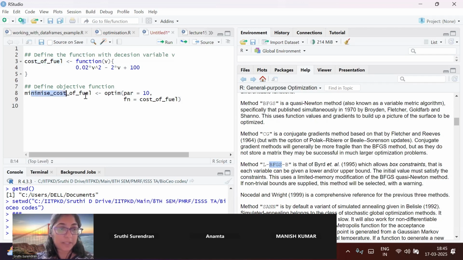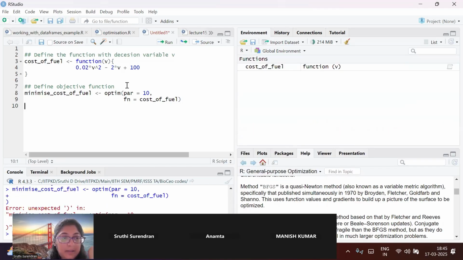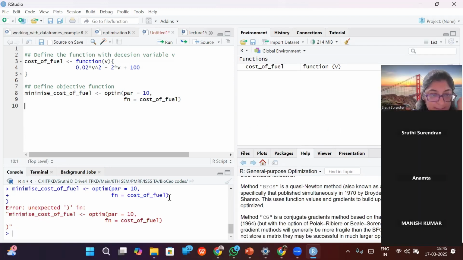Here I have defined the objective function, which is to minimize the cost of fuel. Now, how does optim know whether it is to minimize or maximize? By default, optim minimizes. If we need to maximize, we have to put in some other argument that will help optim understand that what you want is to maximize. So by default, whatever function you provide, it is going to minimize. If you run this code, there's an error. Let's see what the error is.